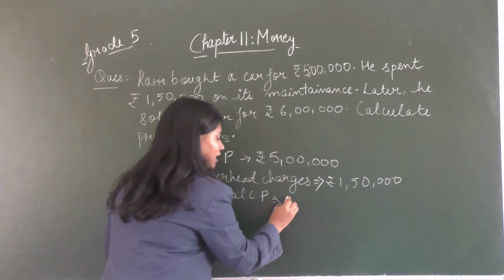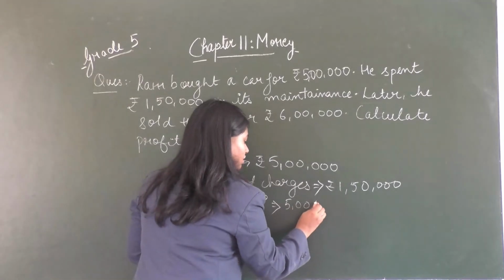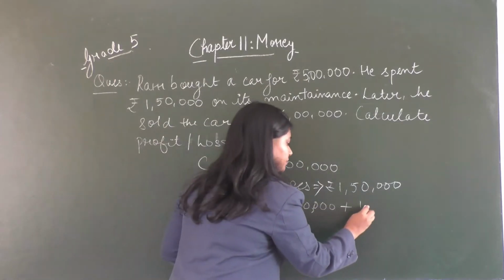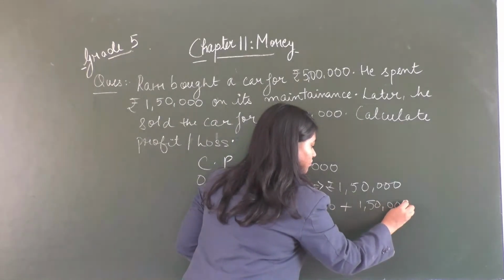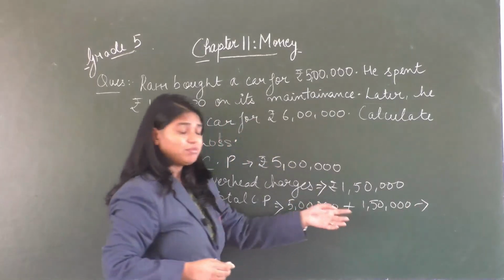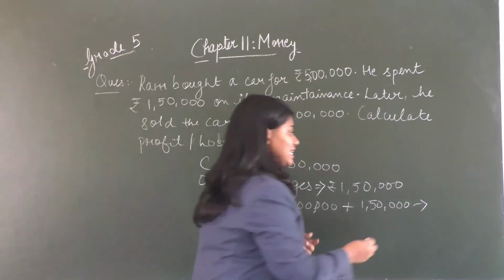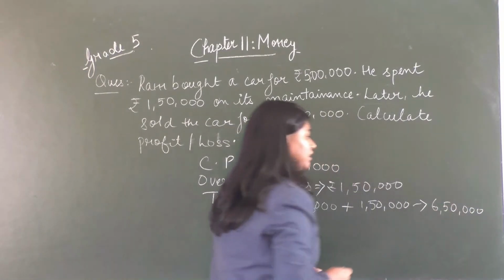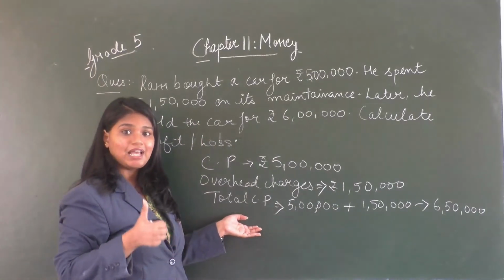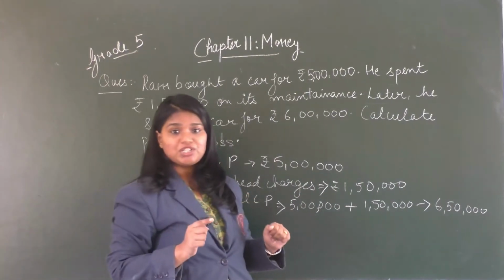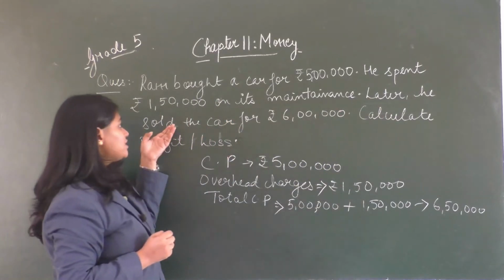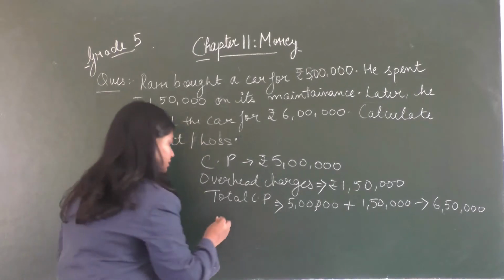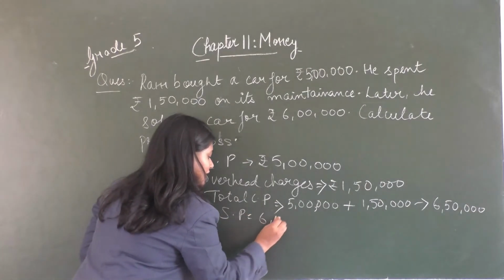So CP is 5 lakh plus 1,50,000. So 5 lakh plus 1,50,000 is 6 lakhs 50,000. Right? So we got the total CP as 6 lakh 50,000. Now in the question it is mentioned later he sold the car for 6 lakh. Sold the car means the selling price is 6 lakh.